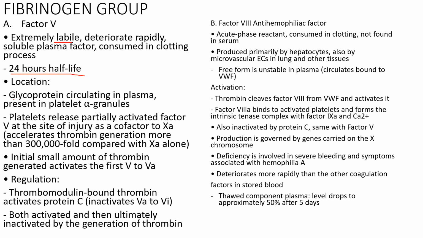Location is that it is a glycoprotein circulating in plasma, could also be present in the alpha granules of platelets. Platelets would release partially activated factor 5 at the site of injury as a cofactor to activated factor 10. It accelerates thrombin generation more than 300,000 times compared with activated factor 10 alone. An initial small amount of thrombin generates the first conversion of factor 5 into its activated form.